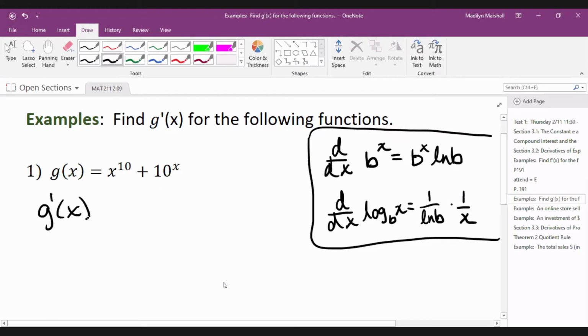Okay, so we have this function g, x to the 10th plus 10 to the x. So one term at a time. What's the derivative of x to the 10th? 10x to the 9th. 10x to the 9th, exactly. That's our power rule.